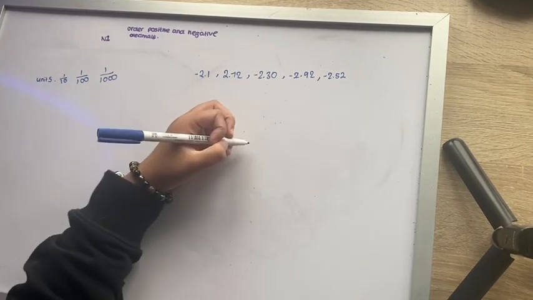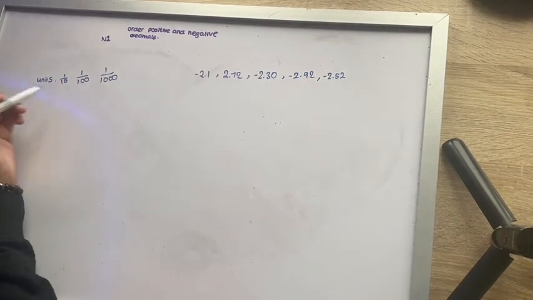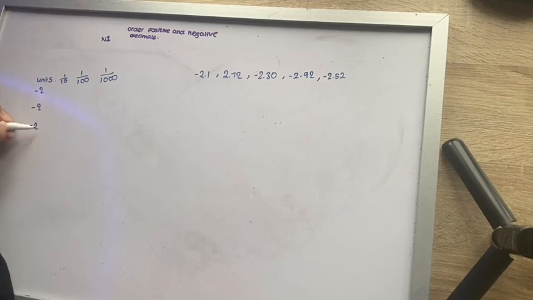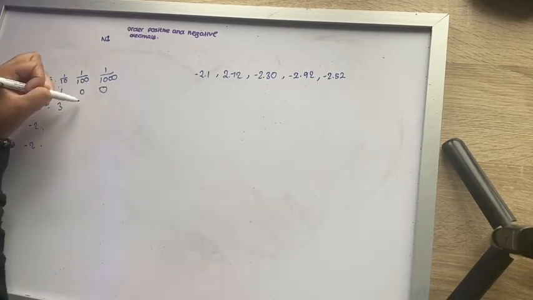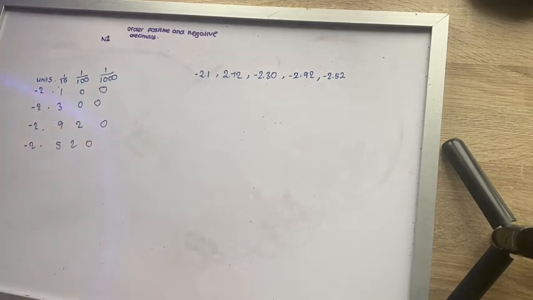Right? And I'm going to do a number line, so it's easier. But before I do that, I'm going to put these values in this column here. So we've got minus 2, minus 2, minus 2, minus 2. I'm going to put the dots there. Right. So we've got the 1 here, obviously the 0, 0. Got the 3 here, 0, 0. 9, 2, 0, 5, 2, 0. Right, so we know where all of this is.